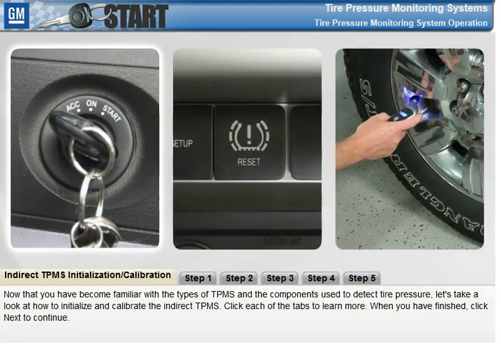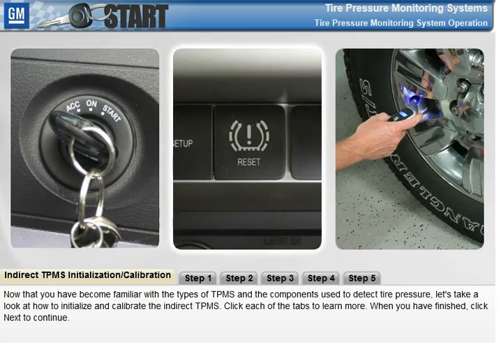Now that you have become familiar with the types of TPMS and the components used to detect tire pressure, let's take a look at how to initialize and calibrate the indirect TPMS. Click each of the tabs to learn more. When you have finished, click Next to continue.